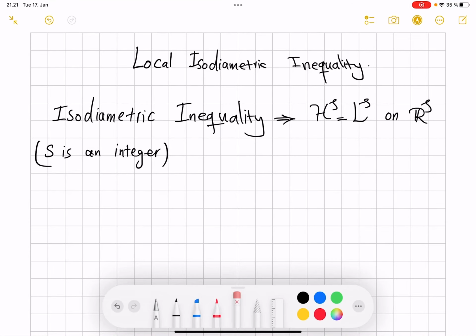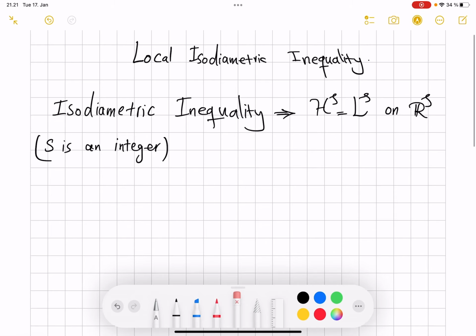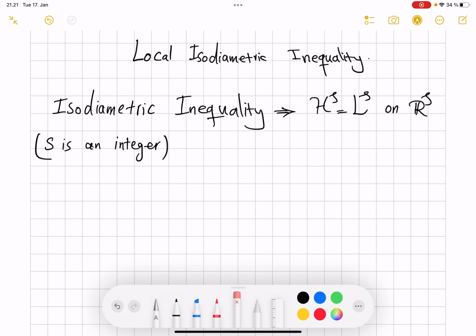Today I'm going to talk about a local version of the isodiametric inequality. We've had a separate video about the isodiametric inequality. That is the main ingredient in proving that on Euclidean spaces, the top dimensional Hausdorff measure agrees with the Lebesgue measure.